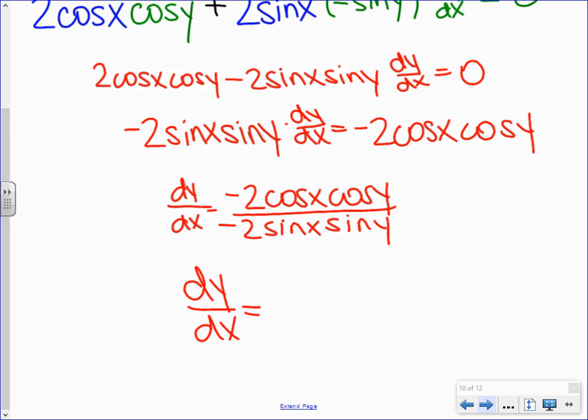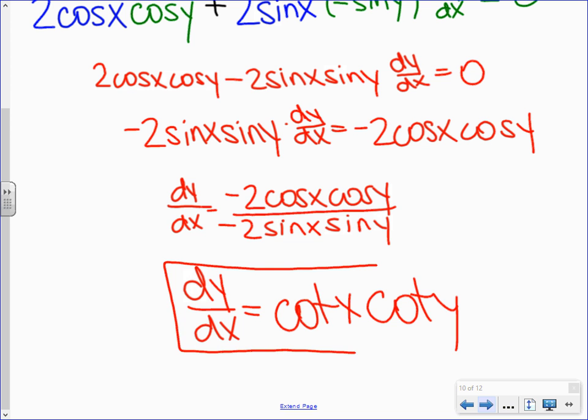Okay, and then we can make this look a little prettier. Negative 2 over negative 2 obviously cancels out. If you left this as cosine x cosine y divided by sine x sine y, that would be fine. But how else could we write it? We could write it as cotangent x cotangent y. Okay? I'm not going to make a big deal if you don't do that, but we can do it.